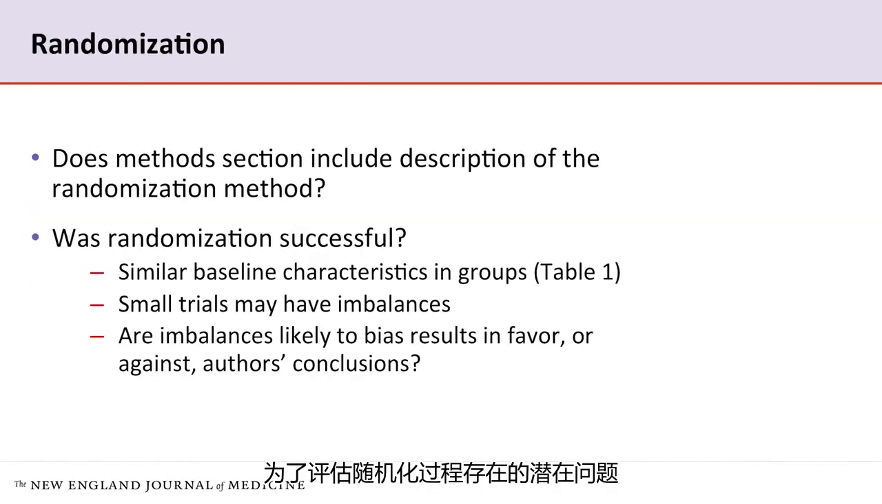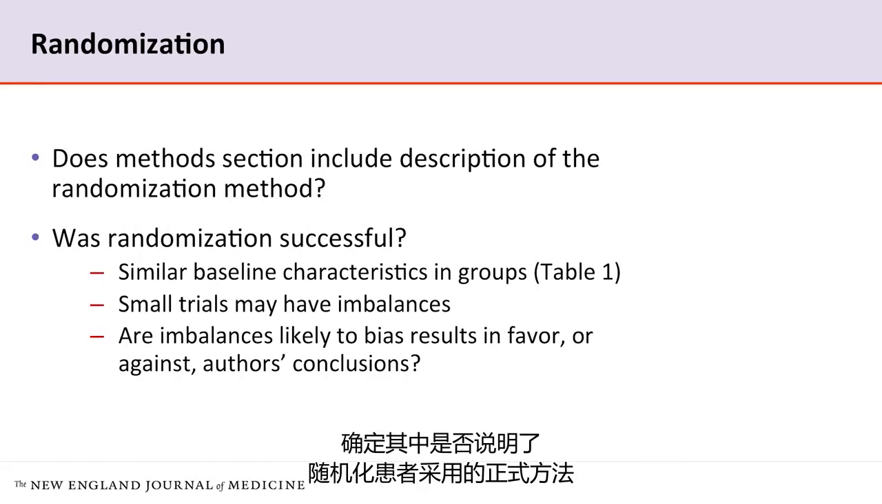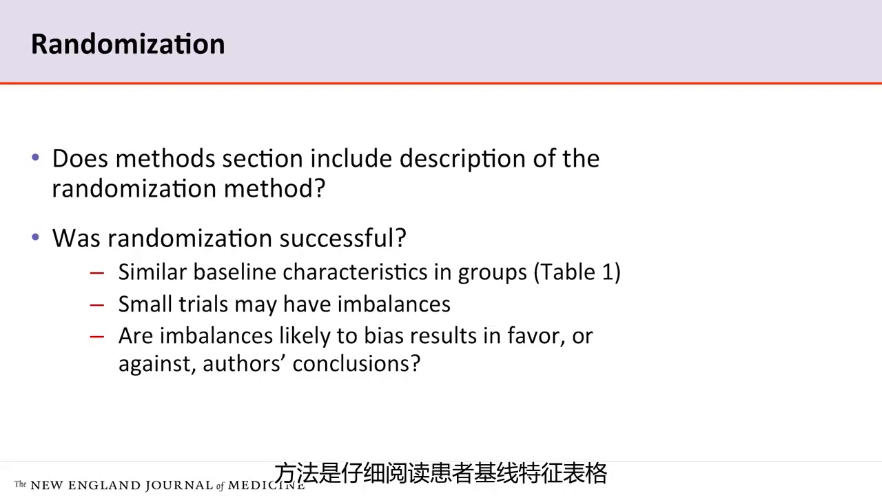To assess for potential problems with the randomization, you should review the methods section to determine if it includes a description of the formal methods used to randomize patients. You can assess the success of the randomization in achieving a balance between the groups by reviewing the table showing the patient's baseline characteristics. Most typically, this is Table 1 in a trial report. Small clinical trials often have imbalances. Consider whether the imbalances were likely to bias the results in favor or against the author's conclusions.